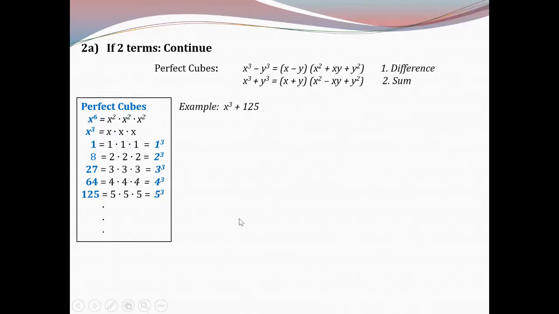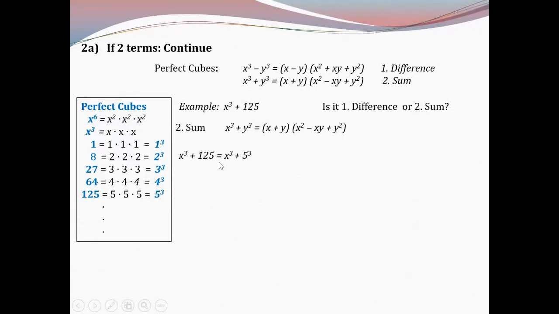Okay, now, this is how it works. So is it 1 or 2? Is it 1, the difference, or 2, the sum? This is going to be the sum, so it's going to be number 2. So you bring the formula down here. Then we have to rewrite x cubed plus 125 as perfect cubes, if they are perfect cubes. We know that 125 is equal to 5 cubed. So this simplifies to x cubed plus 5 cubed.